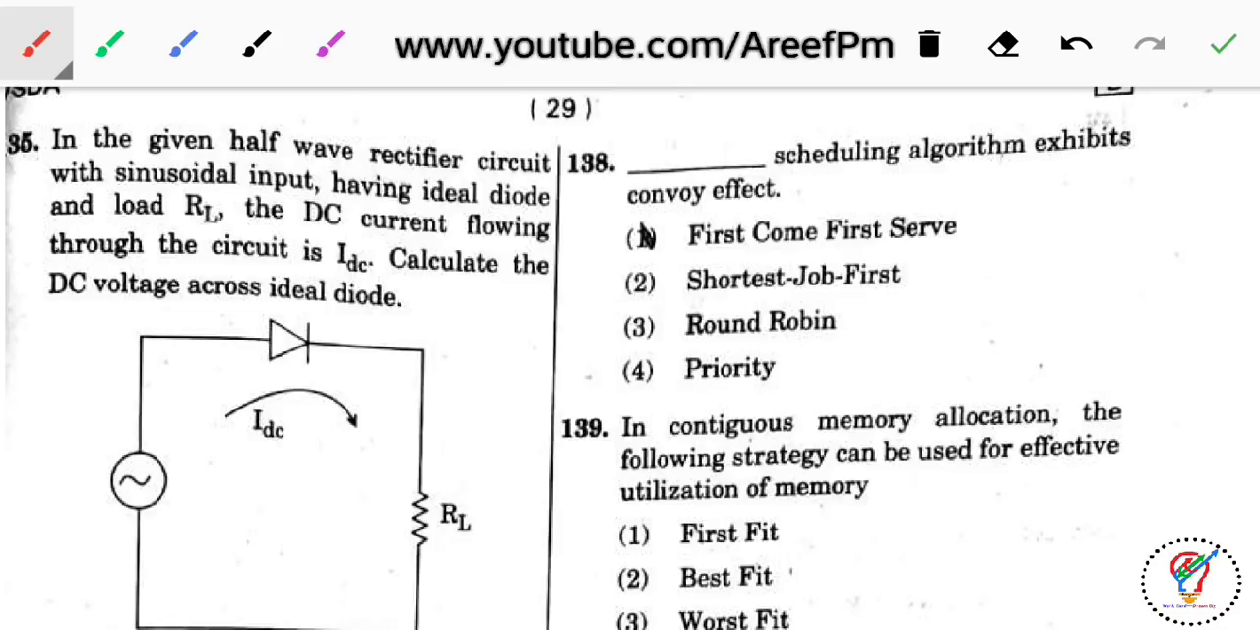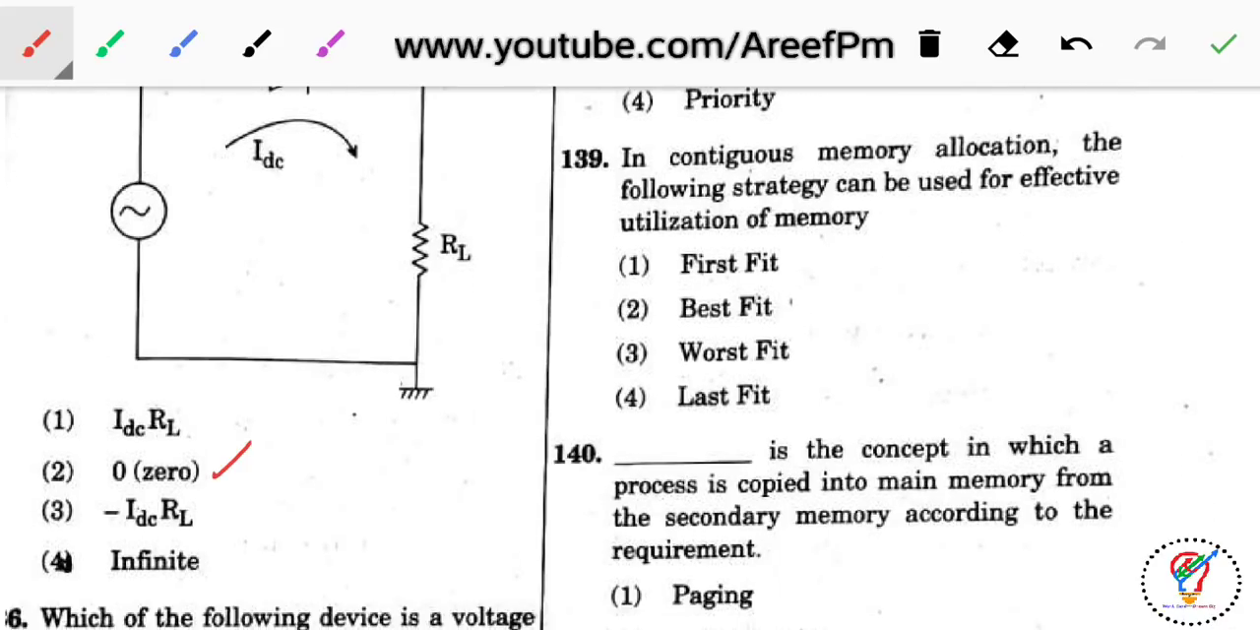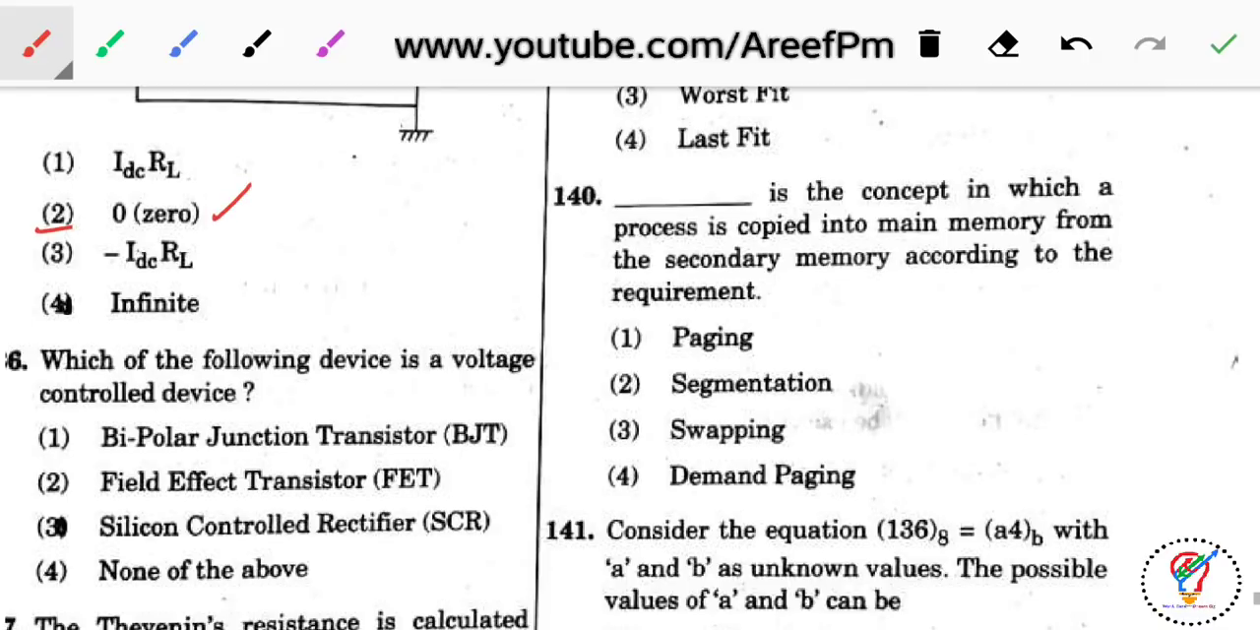In the given half wave rectifier circuit with sinusoidal input having an ideal diode and the load resistance RL, the DC current flowing through the circuit is IDC. Calculate the DC voltage across the ideal diode. So the voltage across the ideal diode will be 0. So 2 is the right option for this question.